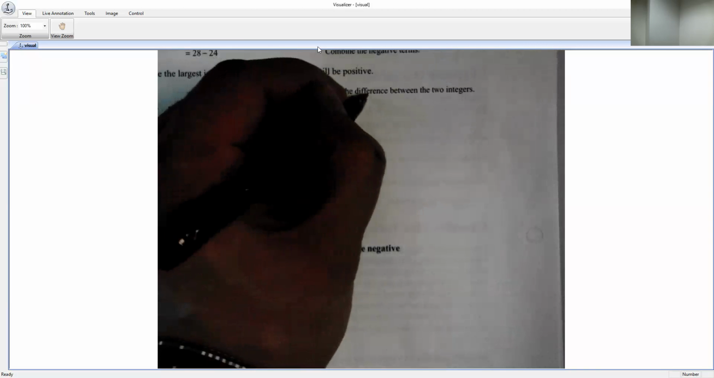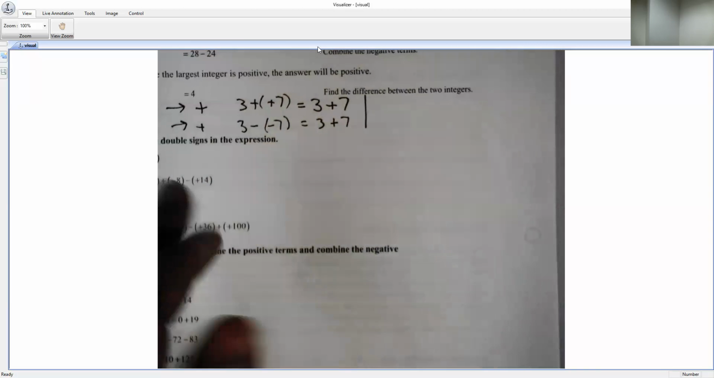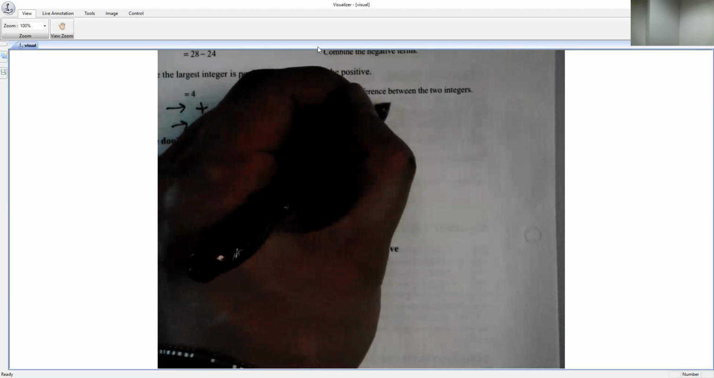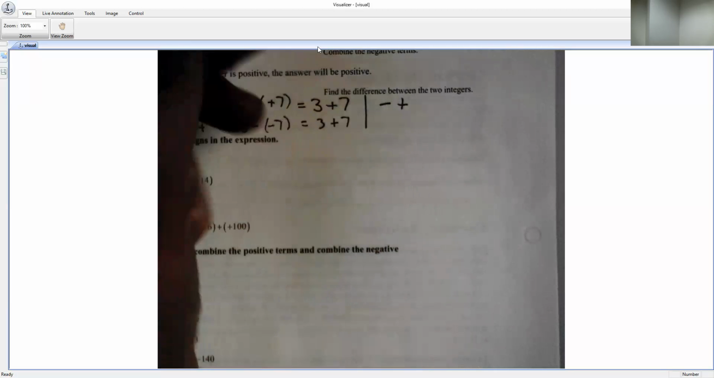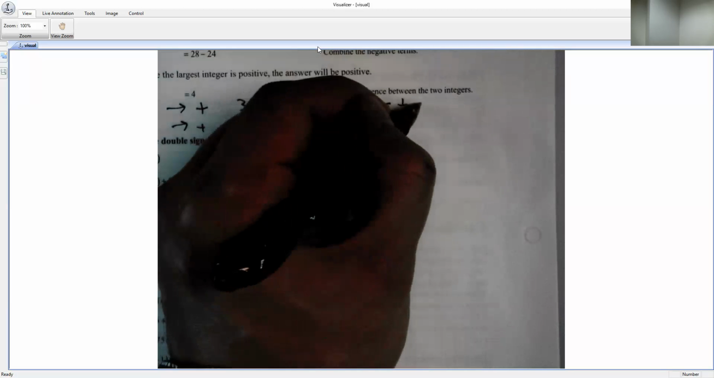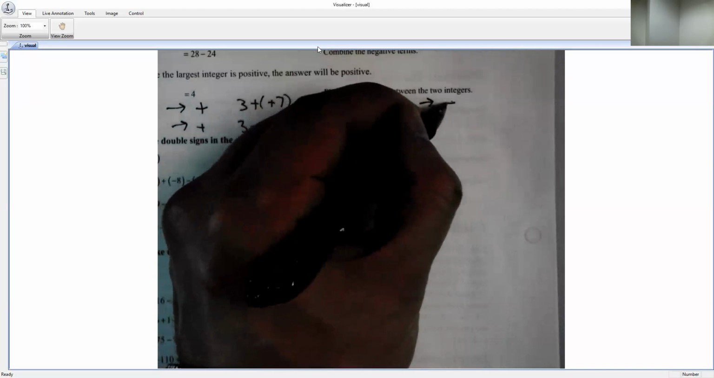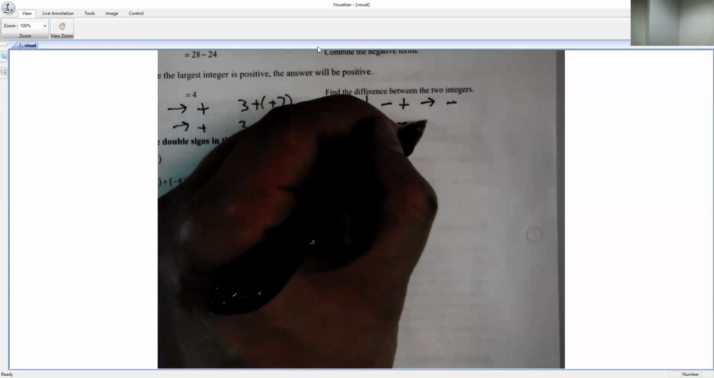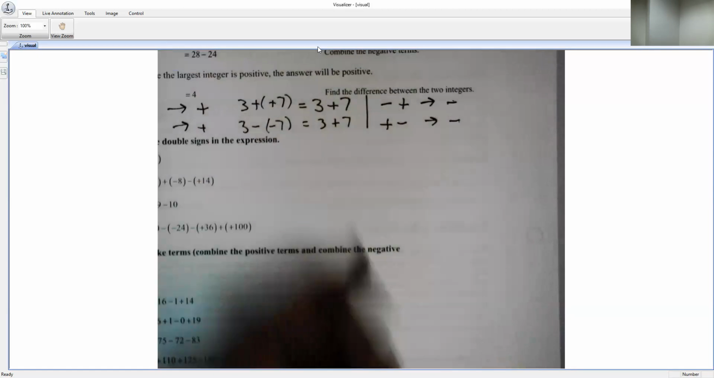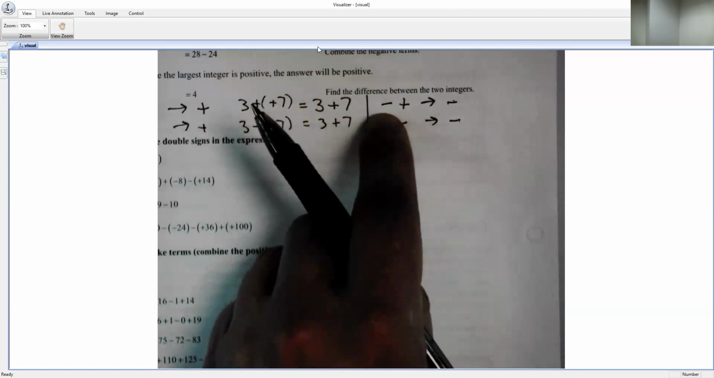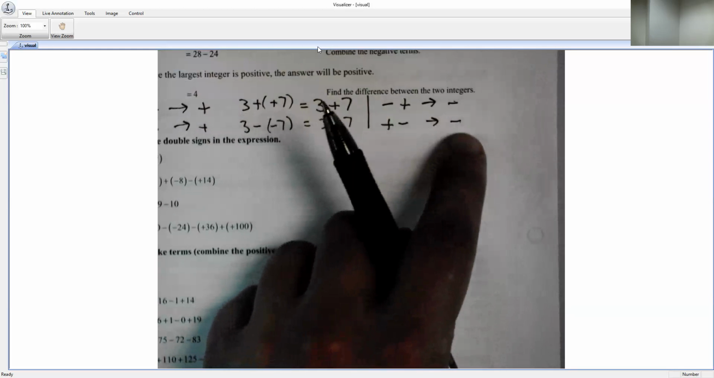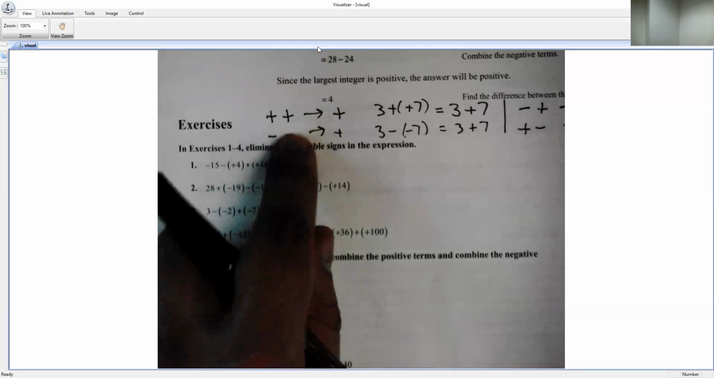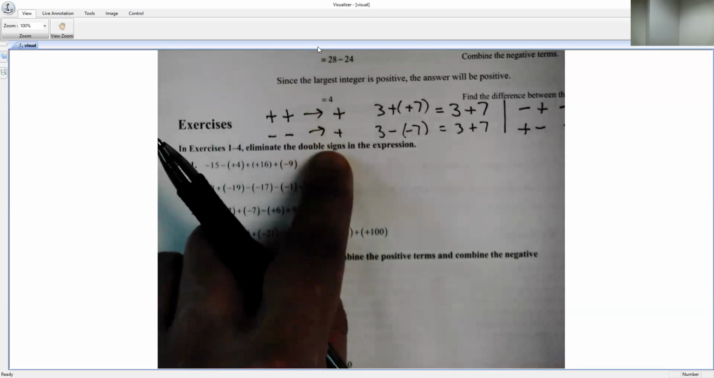Now the other two pairs would be a plus and a minus, or a minus and a plus. Subtracting a positive number ends up being the same as just subtraction. And if we're adding a negative number, that ends up being the same as subtraction. So anytime we have mixed signs, one positive, one negative, we can replace it with a minus. Anytime we have same signs, positive, positive, or negative, negative, we can replace that with a plus.